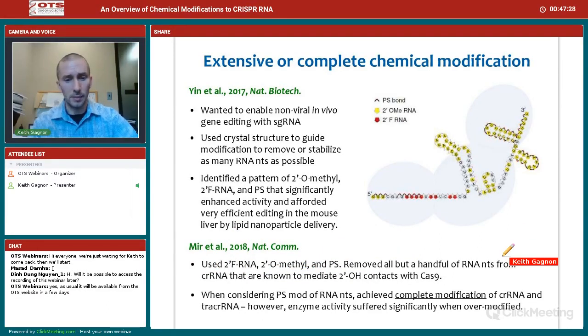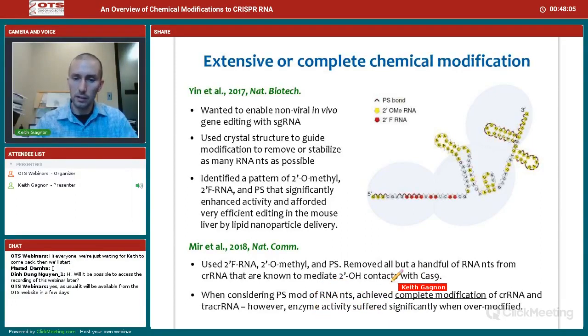and Eric Sontheimer. And they used off-the-shelf modifications, the 2' fluoro, 2' O-methyl, PS that we're seeing a lot of. But they did a really good job of systematically narrowing down what positions could and could not be modified. And they removed all but a handful of RNA nucleotides in the CRISPR RNA, and those correlated with the CRISPR RNA nucleotides that are known to make 2' hydroxyl contacts. So you should see a theme here with positions you can't modify. However, they added PS linkages to those RNAs. So technically, they've achieved complete modification of the CRISPR and tracer RNA.